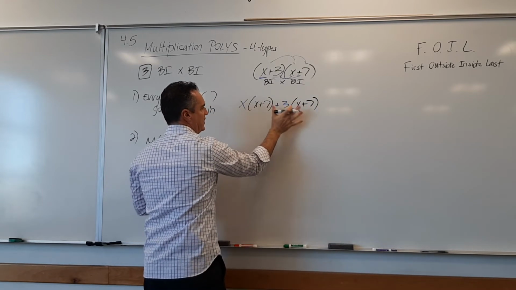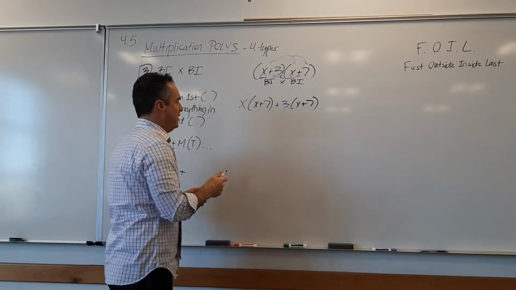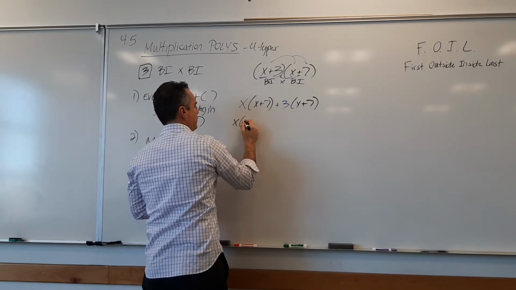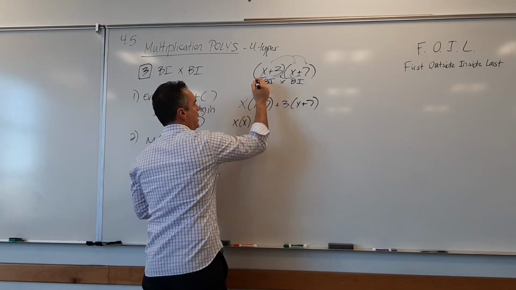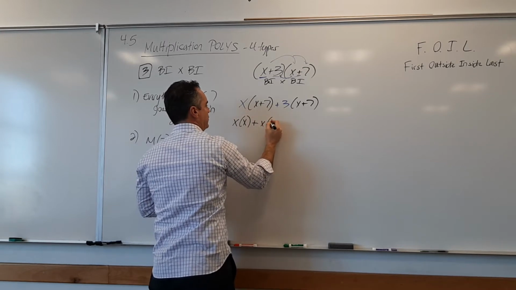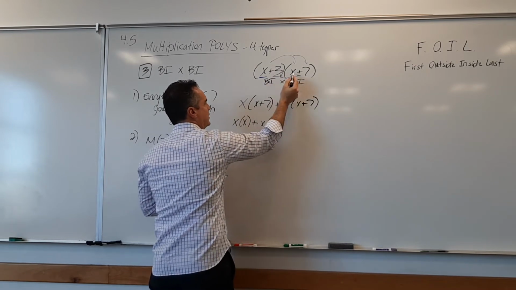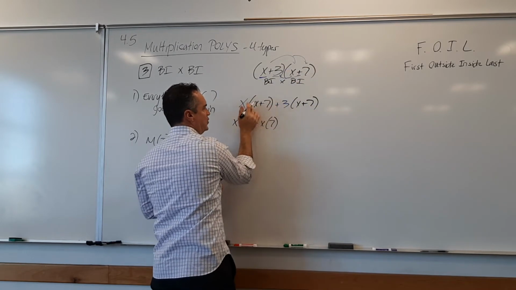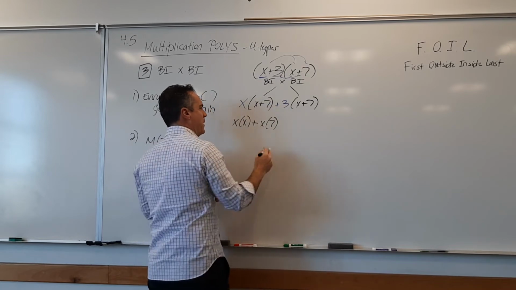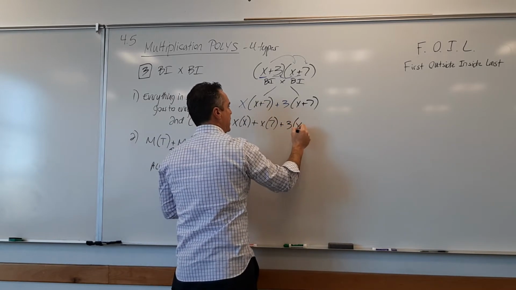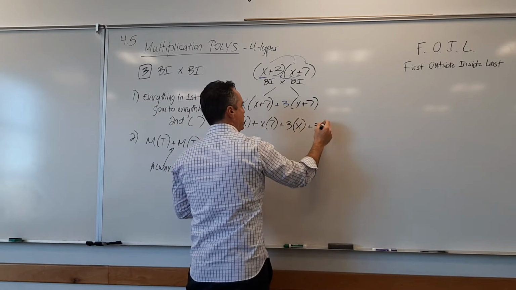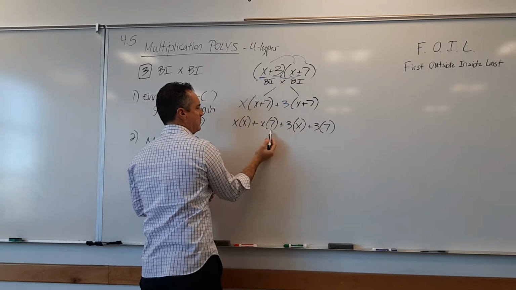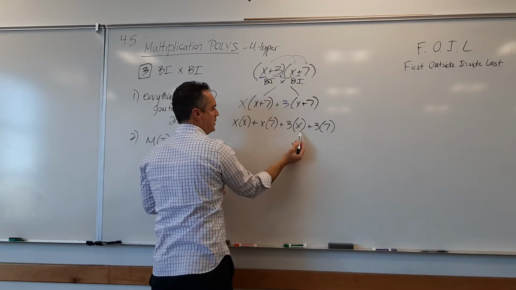Now, you don't have to write this step right here, but I just want you to see this ends up being, if we just take this from here to here, we end up with x times x, always plus in between, x times x, plus x times 7. Sometimes it helps to break it into these two formations here. And then we're going to have plus 3 times x plus 3 times 7. Think about that: x times x, x times 7, 3 times x, 3 times 7.